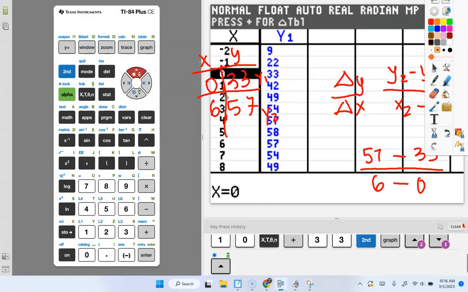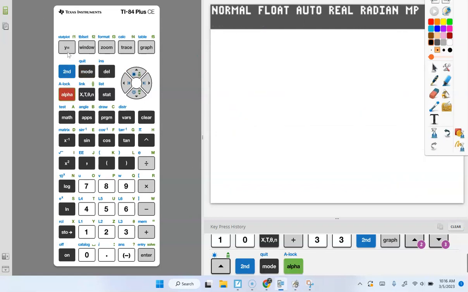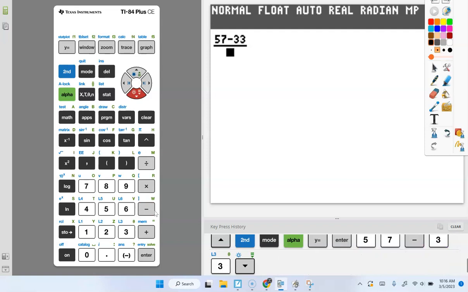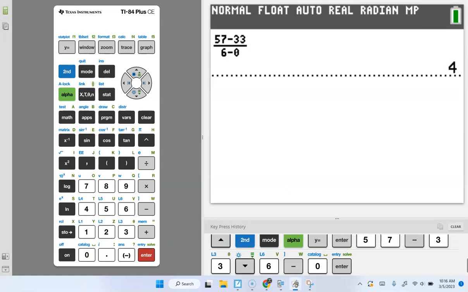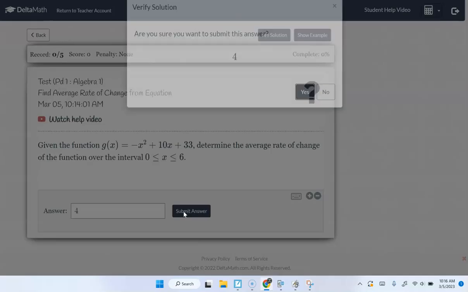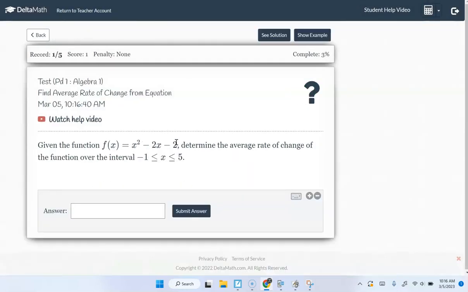You can use your calculator to help you out here. 57 minus 33 over 6 minus 0. And we get our final answer, which is 4. So we can go back here and type our answer in, which is 4. You do that each time. You enter this equation into your calculator, and you look at the table to find the points for -1 and 5.